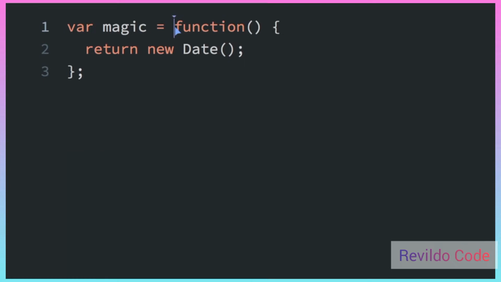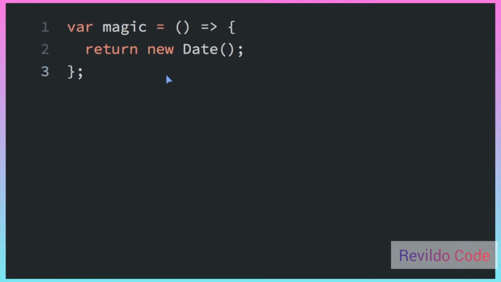That makes it a little quicker to write. So instead of the word function, I'm going to take that out completely and then put an arrow here. So this is the same thing, except it's just a little quicker to write. But we can shorten this even more.